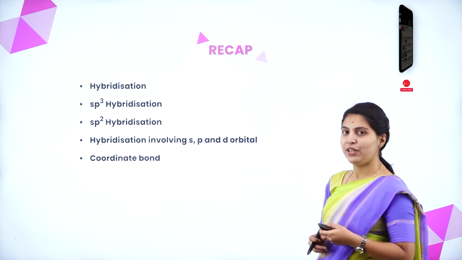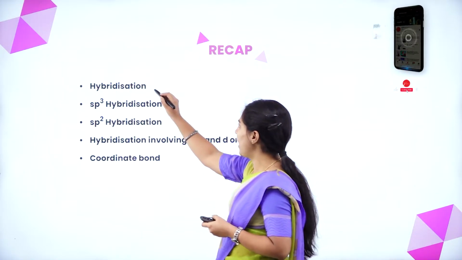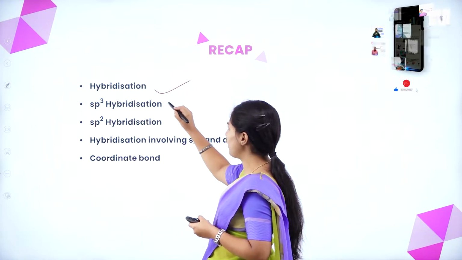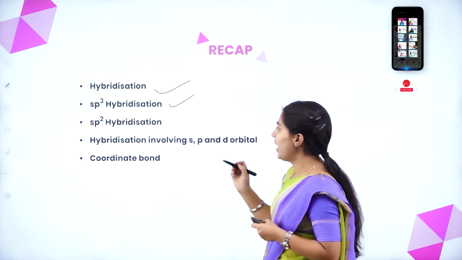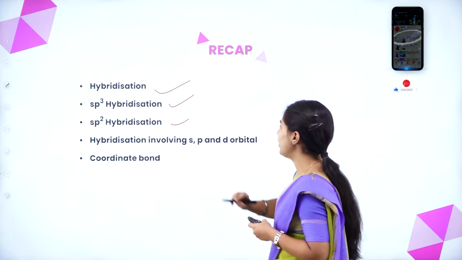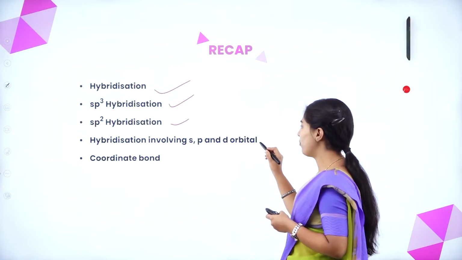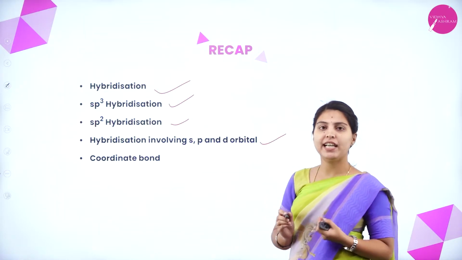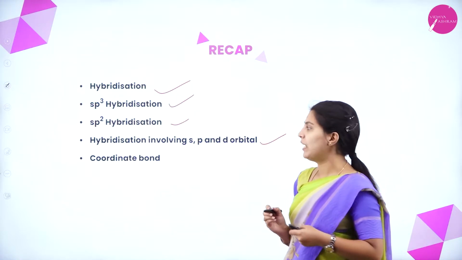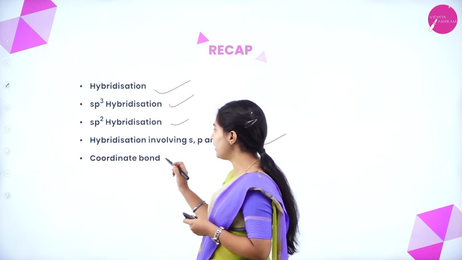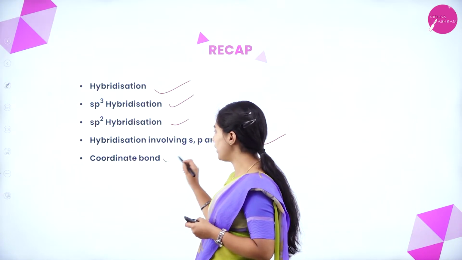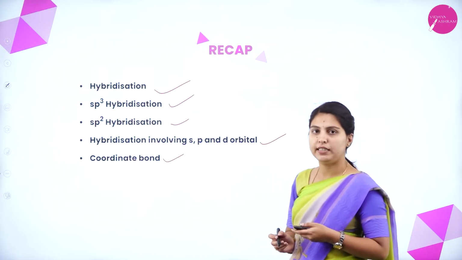In the last session, we discussed hybridization and various types of hybridization like sp3, sp2, sp hybridization, and also hybridization involving s, p and d orbitals like sp3d, sp3d2, sp3d3. Various kinds of hybridization we have discussed. We have also discussed another type of bond, the coordinate bond.